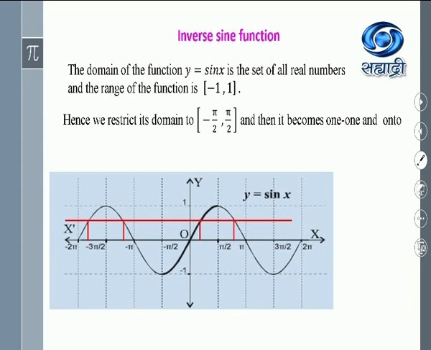Now what will we do? To find out its inverse, we put a restriction on its domain. See, what is the restriction? If we consider minus pi by 2 to plus pi by 2, see this particular part. This is the vertical line I have drawn. Concentrate on minus pi by 2 to plus pi by 2. This is the branch you are getting.